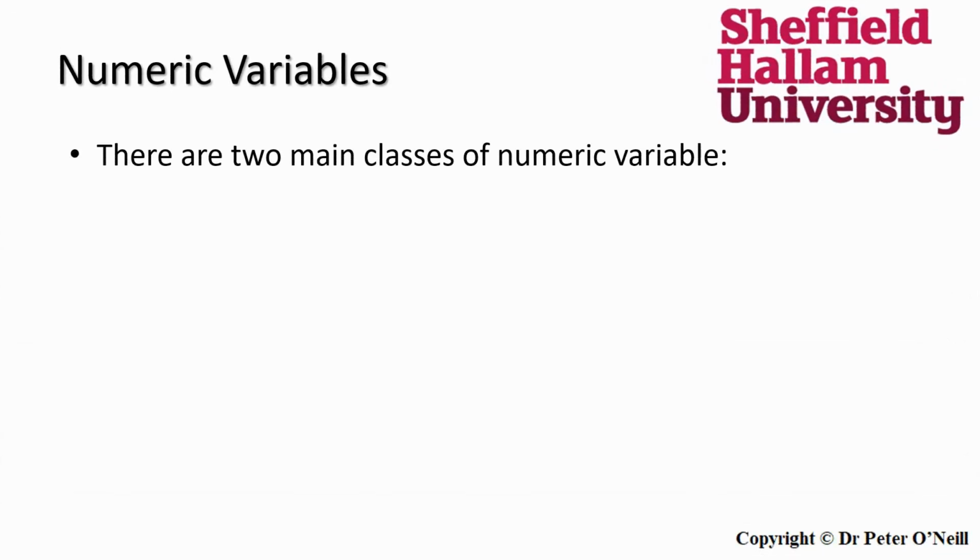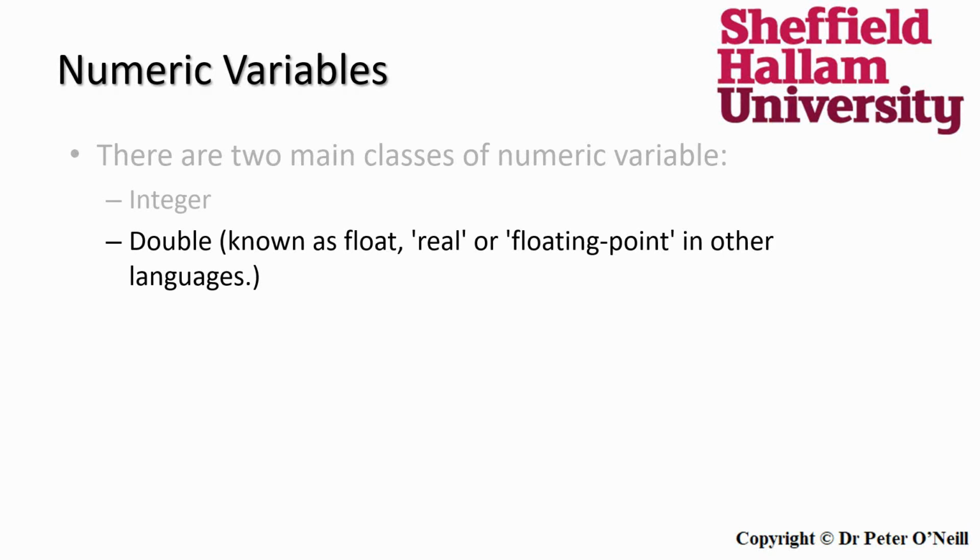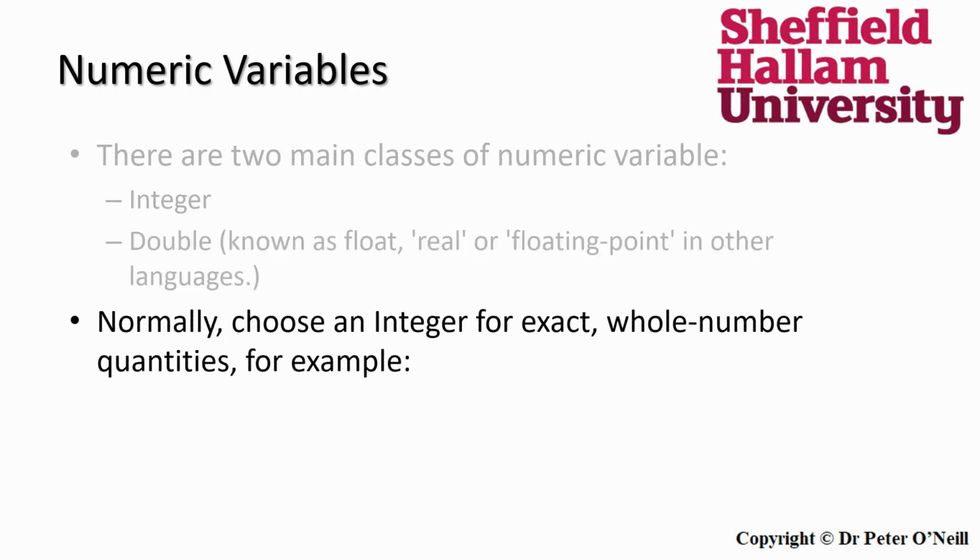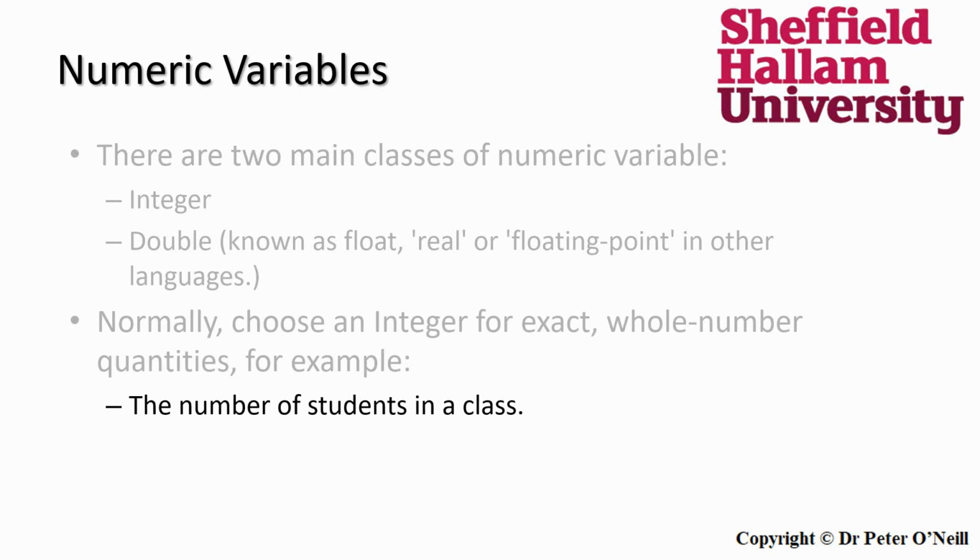There are two main classes of numerical variables. Integer type, and doubles, also known as floats, reals, or floating points in other languages. Normally, choosing an integer is giving you an exact result, the whole number quantity. For example, it could tell me the number of students in the classroom.